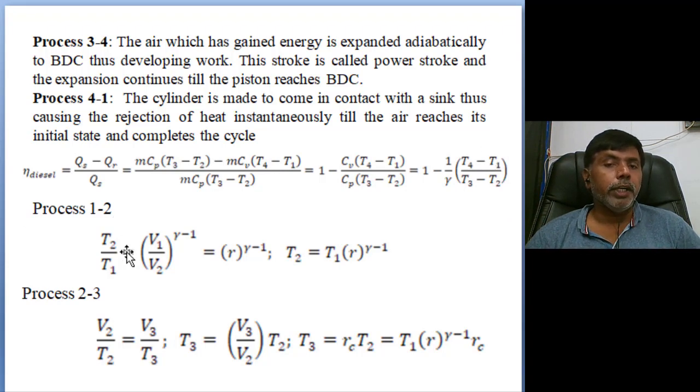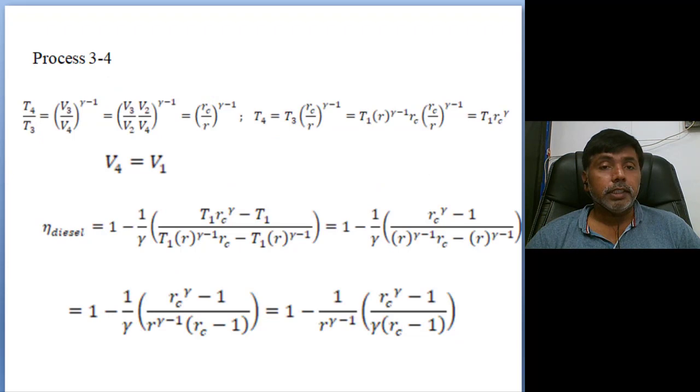Process 1 to 2 is adiabatic, so T2 by T1 equals (V1 by V2) power gamma minus 1. Here T2 equals T1 into r power gamma minus 1. Process 2 to 3 is a constant pressure process, so V2 by T2 equals V3 by T3. Then T3 equals T2 into V3 by V2, and V3 by V2, the volume after heat addition by volume before heat addition, is the cutoff ratio. T3 is also written in T1 form. Next, process 3 to 4 is again adiabatic, and T4 is also written in T1 form. Then we substituted, and the final equation we got is 1 minus 1 by r power gamma minus 1 into (rc power gamma minus 1) by (gamma into (rc minus 1)).